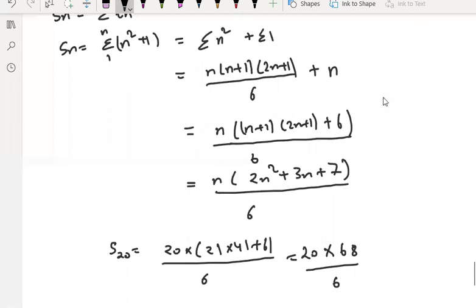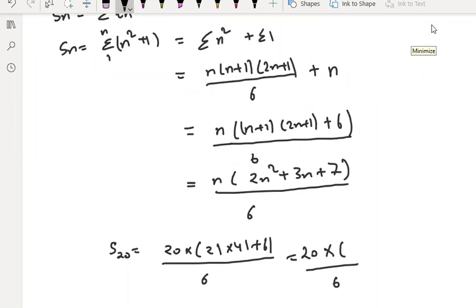Okay, yeah, 41 into 21. No, sorry, my bad. Sorry, guys. Okay, this is 41 into 21, right? Plus 6. It is not 21 plus 41. So if you calculate, you will get the answer.